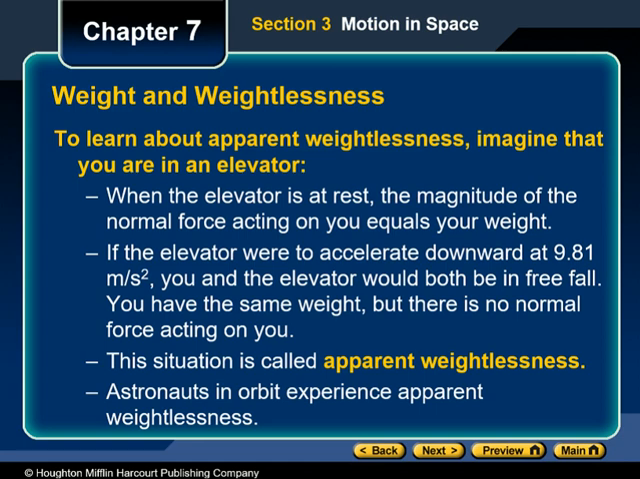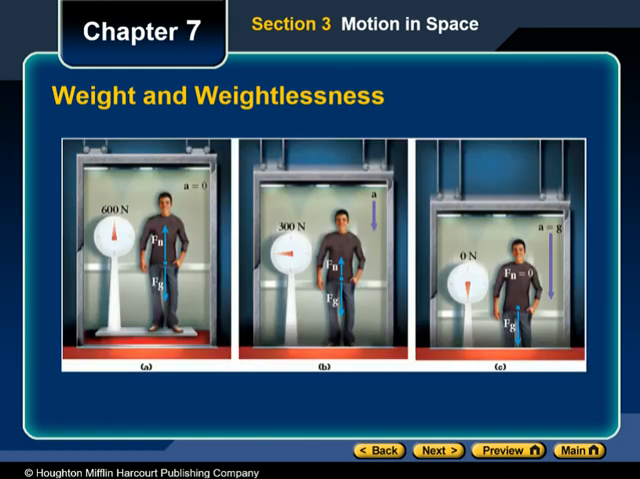Because of Newton's third law, the downward force you exert on the scale equals the upward force exerted on you by the scale, the normal force. Thus, the scale reading is equal to the normal force acting on you. For example, imagine you are standing in an elevator, as is illustrated on the screen here. When the elevator is at rest, as is shown in portion A, the magnitude of the normal force is equal to your weight. A scale in the elevator would record your weight.